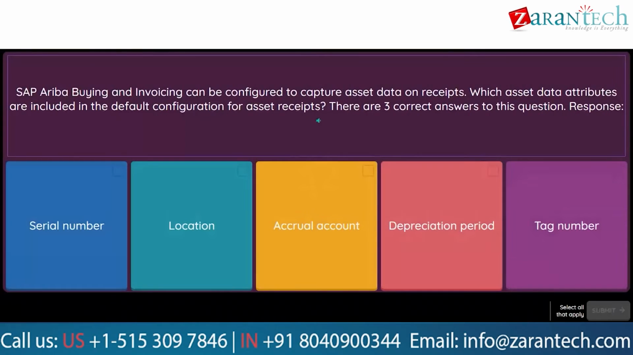Question: SAP Ariba buying and invoicing can be configured to capture asset data on receipts. Which asset data attributes are included in the default configuration for asset receipts? There are 3 correct answers to this question. Response. Option 1. Serial number. Option 2. Location. Option 3. Accrual account. Option 4. Depreciation period. Option 5. Tag number.